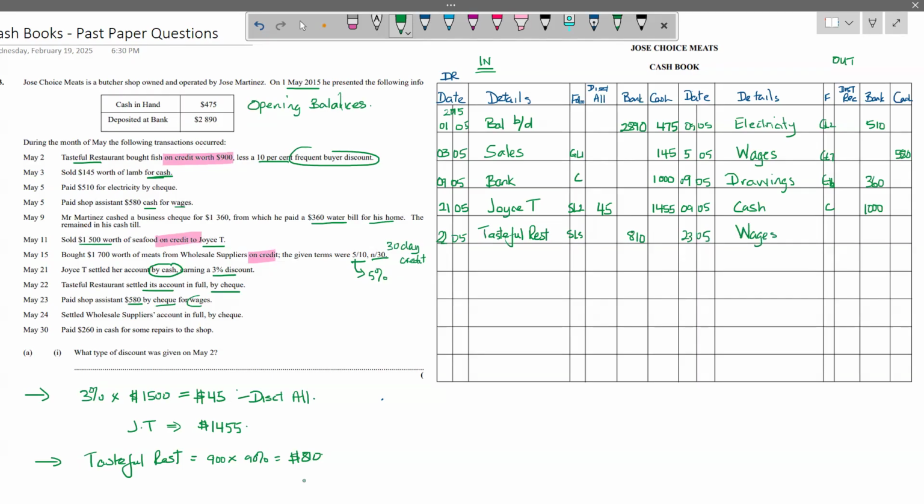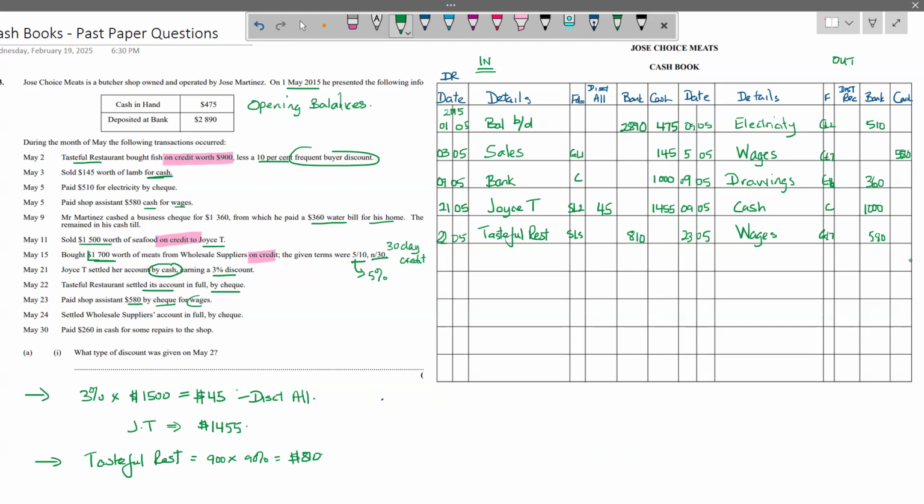That's the bill that we're paying. And we had our makeup number, GL7, I think was that. I'm paying $580 by check. So that's going on our bank column, 580. 24th, settled wholesale suppliers account in full by check. So wholesale suppliers, these people here, 1,700 was what our bill. If you paid in 10 days, you get 5% off. So what is this? 24th. So the 15th to the 25th would have been 10 days. So we get our 5% off.